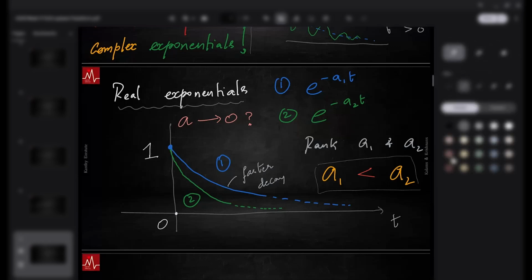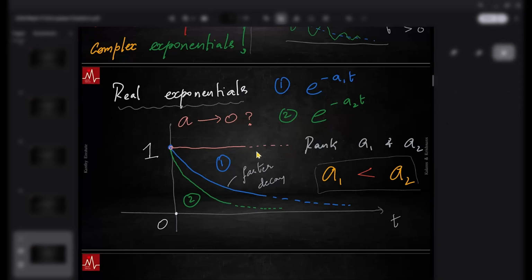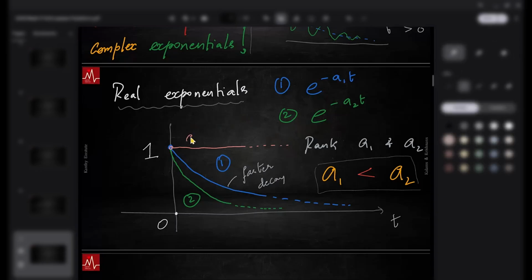It will start just like the other functions. It will not decay. It's a constant. So you get a constant.